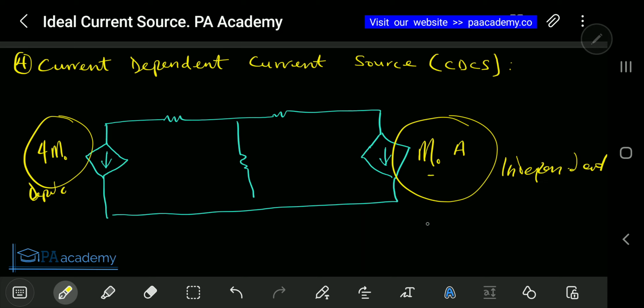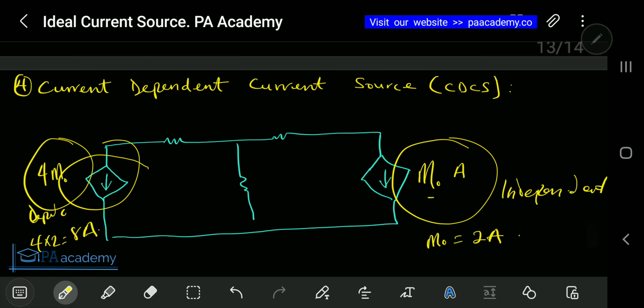So if our value of m naught is taken to be, let's say, 2 amperes, exactly, then for what we are having here, we are going to be having 4 times 2, which is going to be 8 amperes. So basically, this is what a current dependent current source is. That means you're having a current source whose value is depending on another current within the network or the circuit. Exactly.